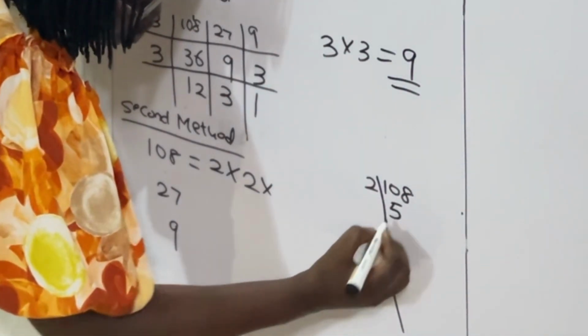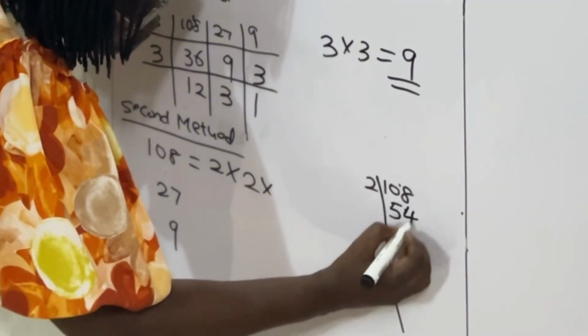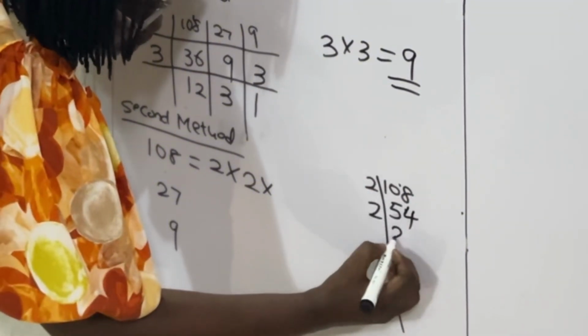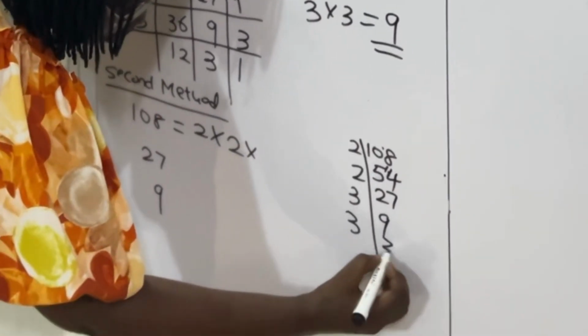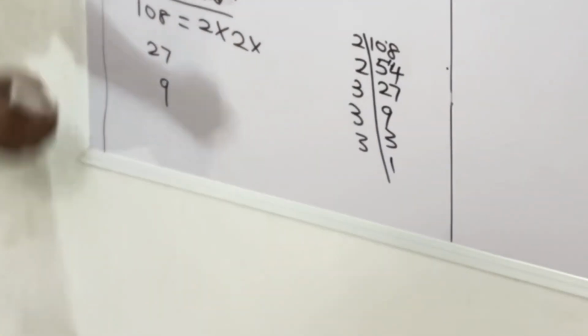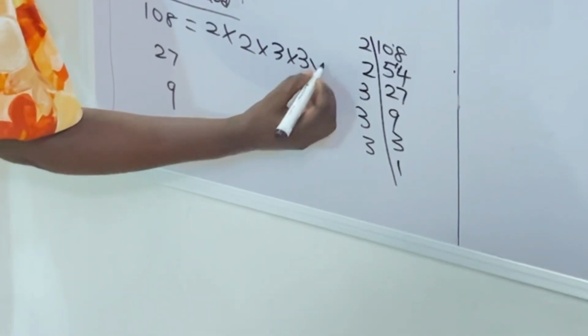2 here will give us what? 2 times 5 is 10, so there is no remainder. 2 here, you have 2, remainder 1, that's 27. 3, 9, 3, 3, 3, 1. So you can quickly do this. This gives you 2 times 2 times 3 times 3 times 3.